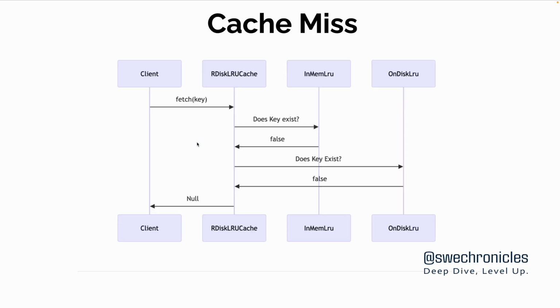Now let's describe the sequence for a cache miss. The client sends a request to the DiskLRU cache to fetch data with a specific key. This component checks the in-memory LRU cache to see if the key exists. If the key does not exist, it will check with the DiskLRU to see if the key exists. And if the key exists, it will return back bytes, but since this is the first time, the key won't obviously exist and will return a null to the client.